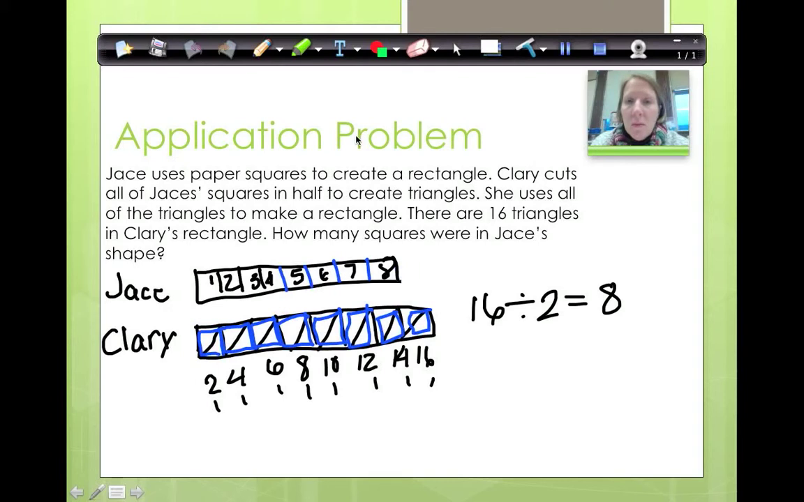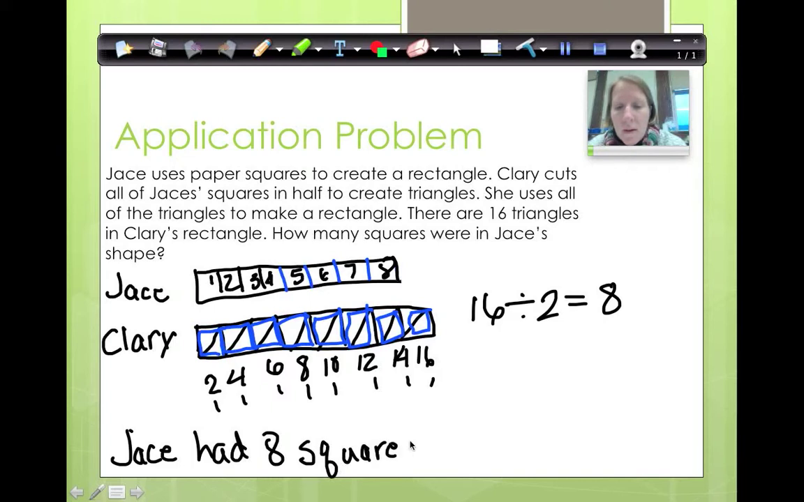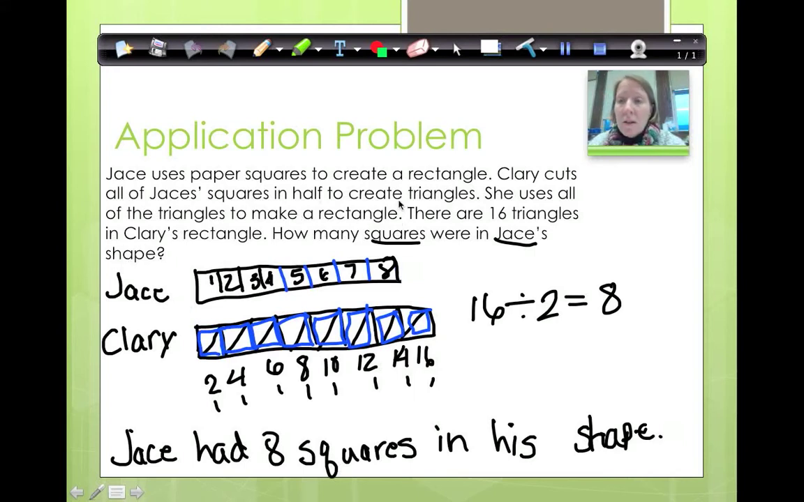Now we are not finished until we write our statement. Please make sure it's a sentence. So, Jace had 8 squares in his shape. If you don't know how to spell squares, look it up here. If you don't know how to spell Jace, look up here. If you don't know how to spell shape, it's right here. Use your context clues to spell things correctly. Make sure you have a capital and a period. And we are finished with this problem.